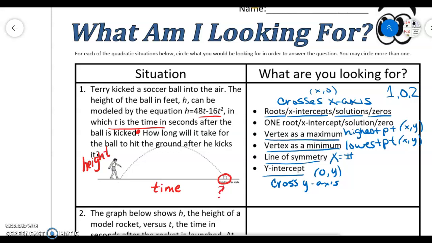Now we can assume that he is of course starting at 0. So you could actually give me two different answers here. We can assume he's starting at 0, in which case we would only need to know the one root. However, if maybe he dribbled the ball to this point and then kicked it, so maybe this isn't 0, maybe this is 2 seconds because he dribbled for 2 seconds, in that case we would need to know both roots. So we can't always assume.